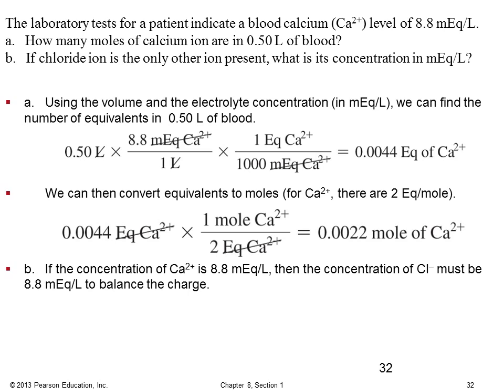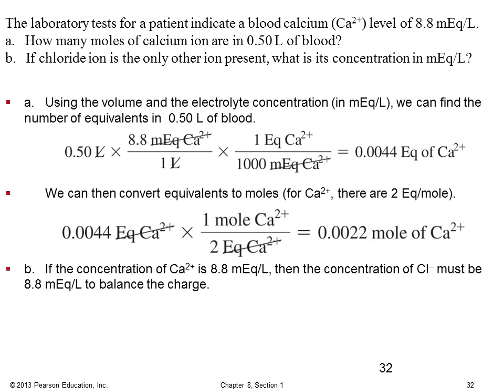Because calcium has a positive 2 charge, for every 1 mole of calcium, we're going to have 2 equivalents of calcium because of that charge. To figure out the number of moles, we need to multiply the 0.0044 equivalents by that ratio. 1 mole of calcium would produce 2 equivalents of calcium plus 2. And so we get 0.0022 moles of calcium plus 2.